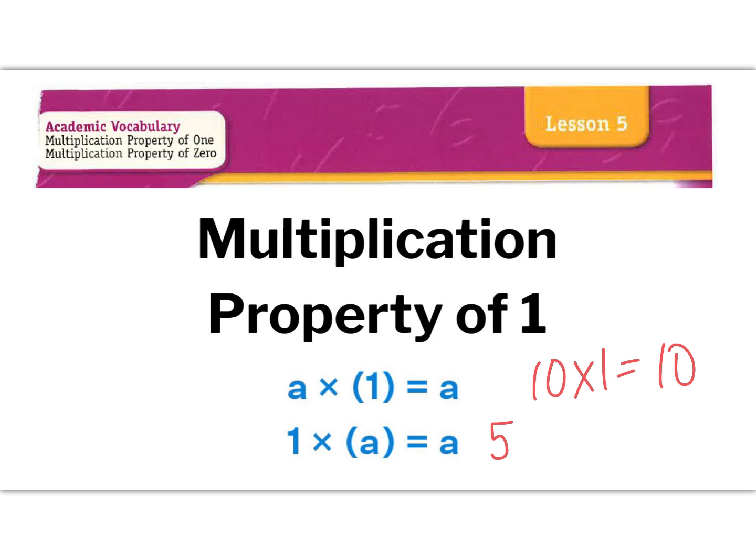Or 5,251 times 1 equals 5,251. Okay, it does not matter what number A is, when you multiply it by 1, you will always get itself.